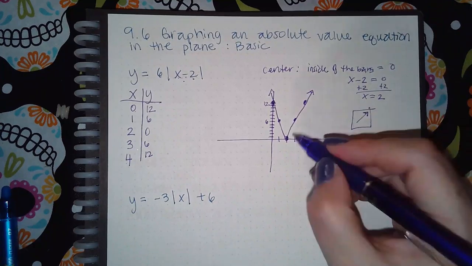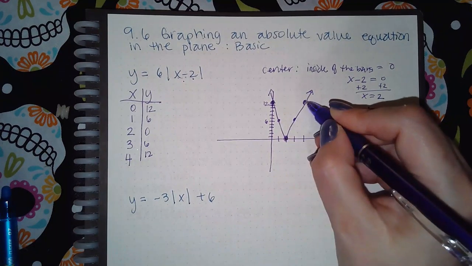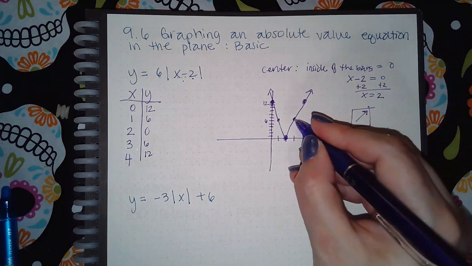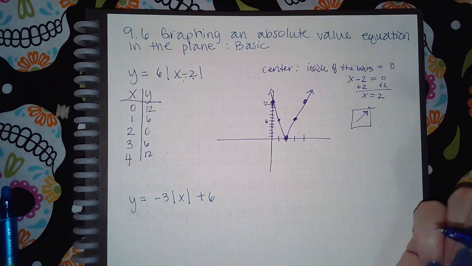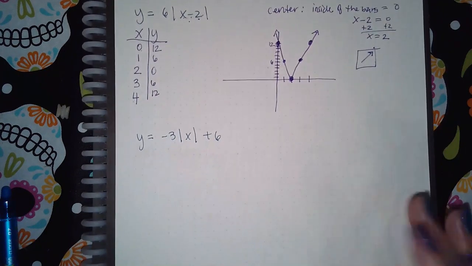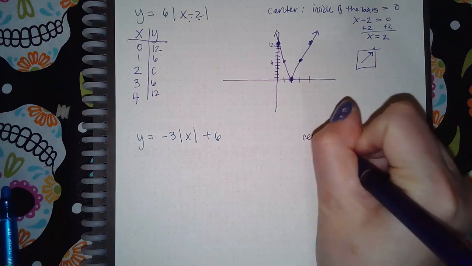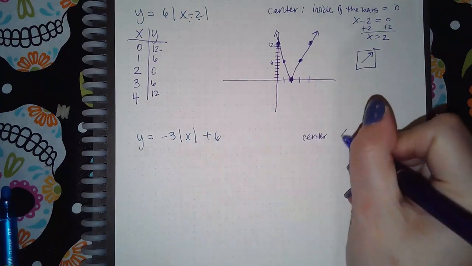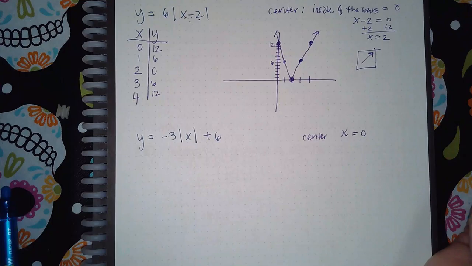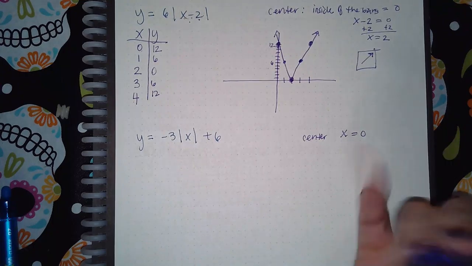In the computer, you will plot all the points, and then you'll select a button that looks like a ray, and you'll select this button, and then this point, and then this point, and it'll draw that ray. And then you click it again, and you select this point again, this point, and it'll draw the other ray. And then you'll have your V shape.